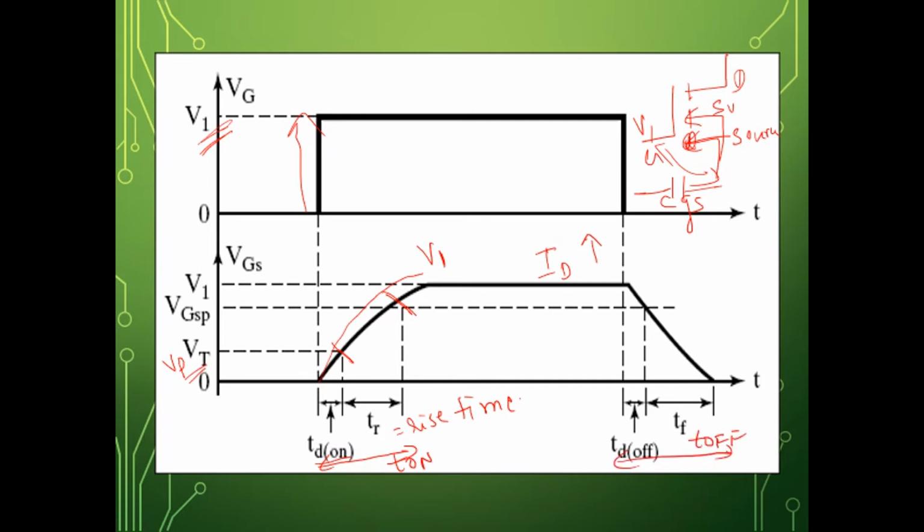So you don't have this charge storage concept in the case of power MOSFET as compared to the power BJT. So you can observe that your on time and off time is very less, so that you can achieve a higher switching speed. So always your MOSFETs have a higher switching speed compared to that of the BJT. So this is all about the switching model and switching characteristics of the power MOSFET.